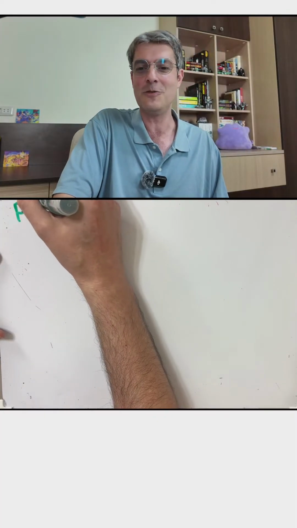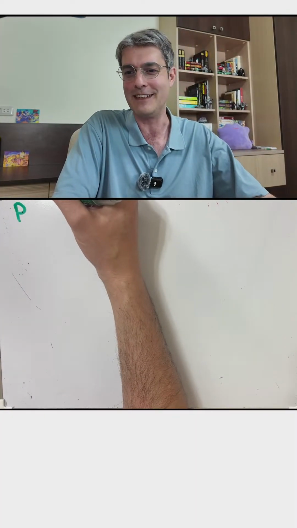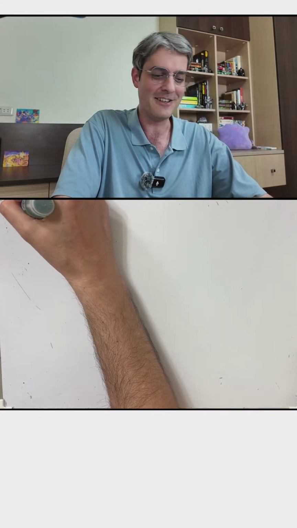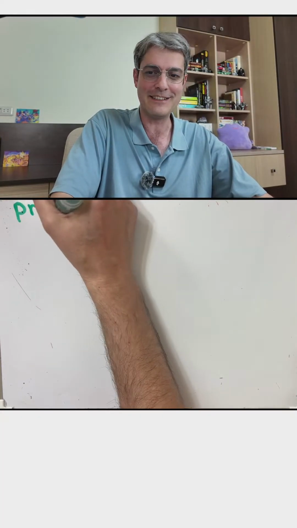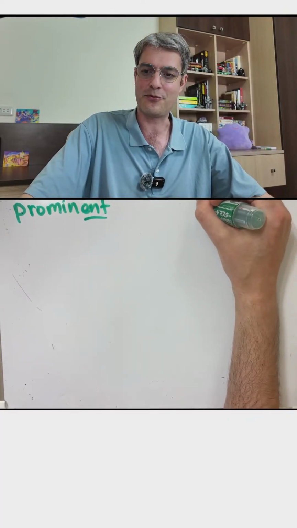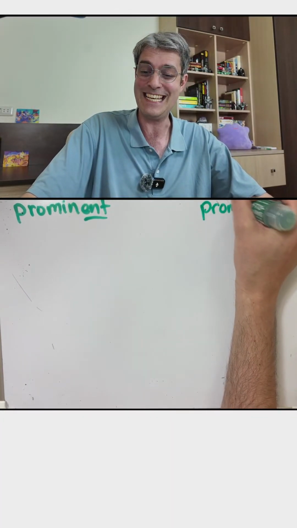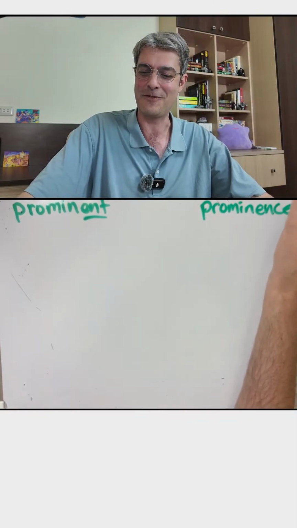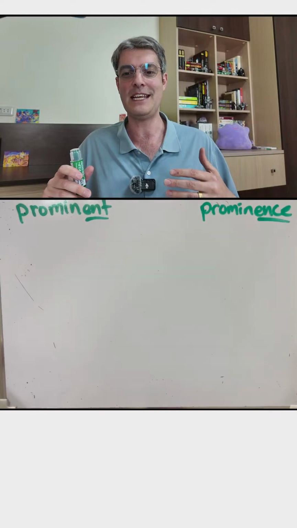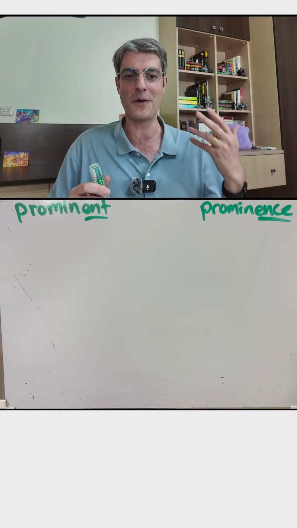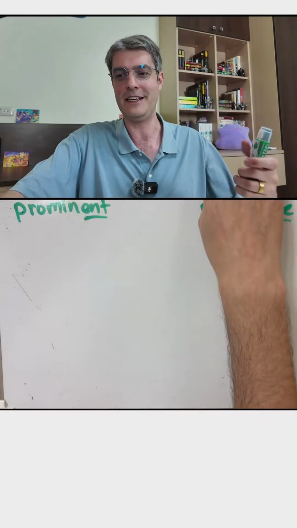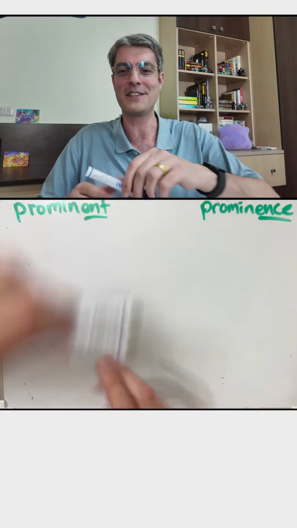So we got our next two. We're getting into the really high level stuff. I think we're getting close to C1 level adjective noun pairs here. We got prominent, our adjective, and prominence. Oh, that's a hard one. Okay. So to be prominent means to be important, famous, or noticeable. And prominence is the state of being important, famous, or noticeable.